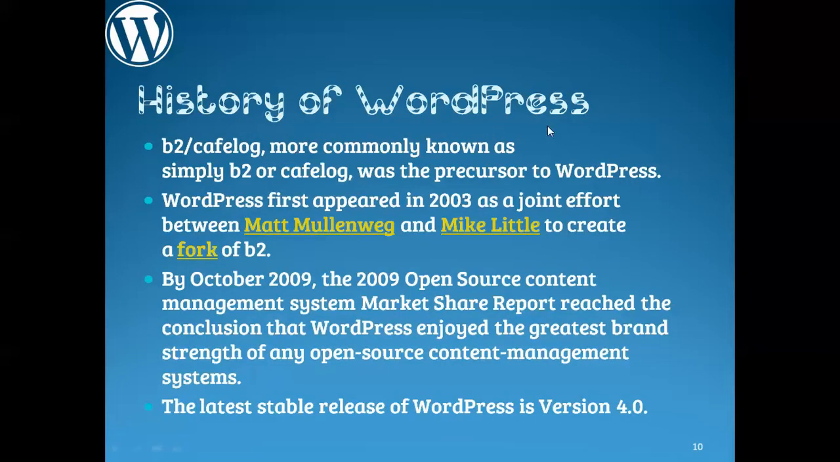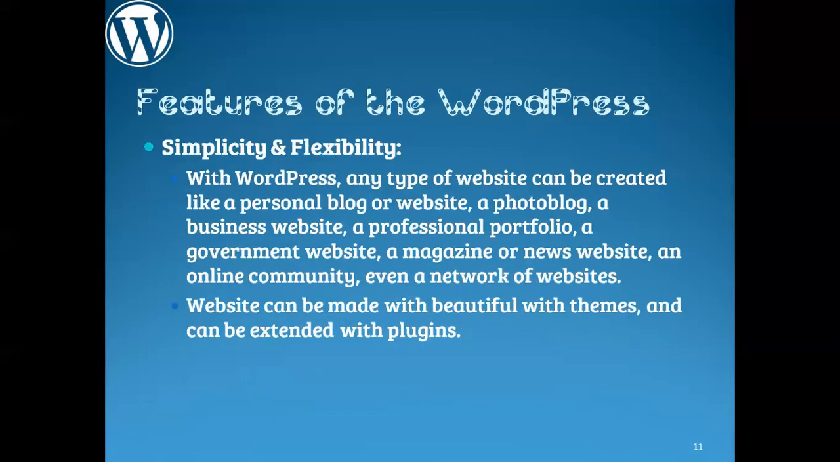This is the history of WordPress. WordPress first appeared in 2003, a joint effort between Matt Mullenweg and Mike Little to create a fork of b2. Latest stable version of WordPress is 4.0. You can find the latest version of WordPress on the wordpress.org website.